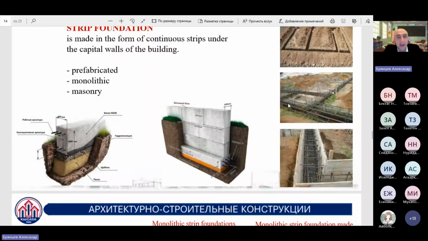So the main advantage of strip foundation is uniform load distribution along the wall. Yes, so it can accept the heavy external and internal loads from the bearing walls.